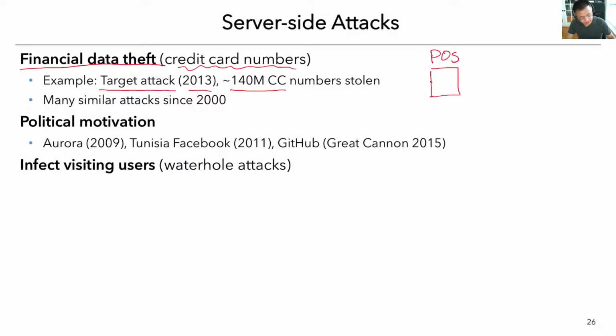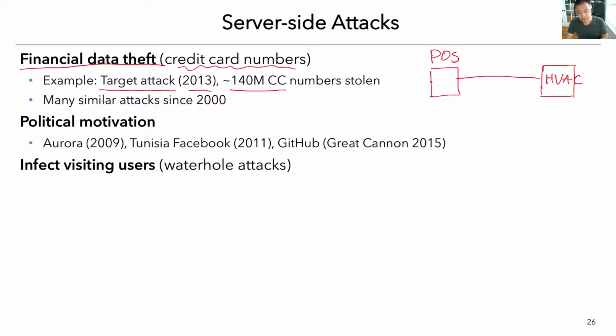cash machine, right? But the way they got into their system is through the HVAC. The air conditioning system, the HVAC, is actually connected with the POS system. So through the HVAC system, they can launch an attack against the financial data. There are many similar attacks, like Home Depot also had a major leak.